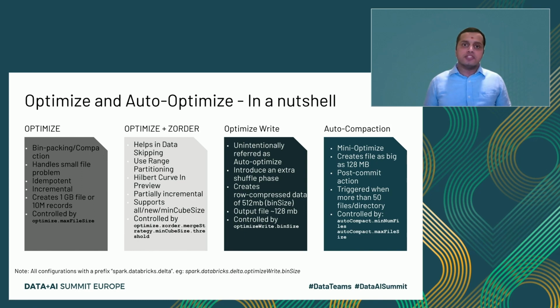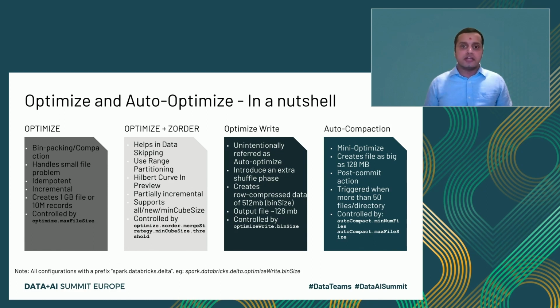Based upon the nature of the compression of your data, the final file size could change. But generally, we have seen 512 MB of data, when stored with Parquet and Snappy compression, will be around 128 MB.